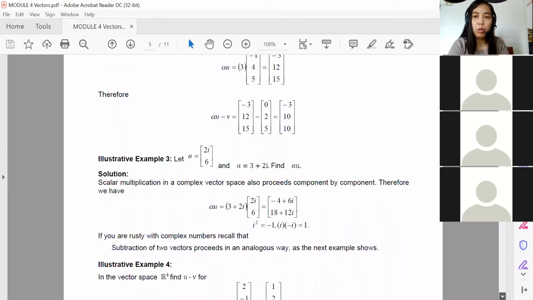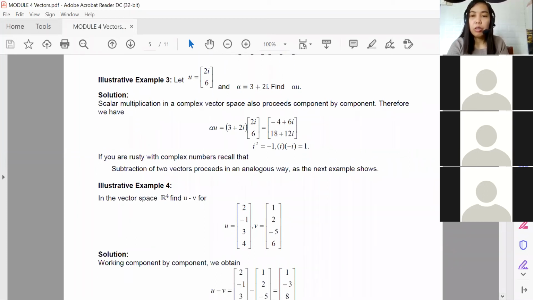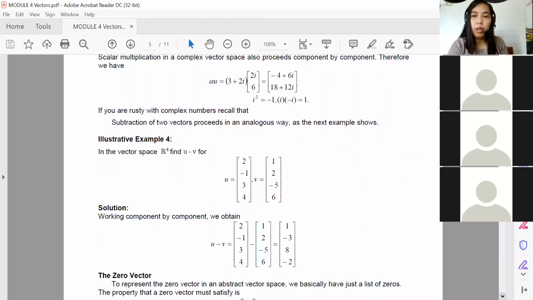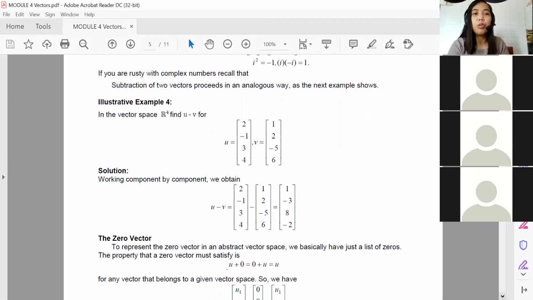Next is, our example is, how are we going to subtract two vectors? By the way, nagawa na naman natin ito. So let's have an example. In the vector space R4, find u minus v. Given the vectors u and v, we're going to find their difference. So working component by component, first element by the first element, second element by second element. So we have here R4, so it means that all elements are real numbers and we have 4 components. So we're going to get their difference.